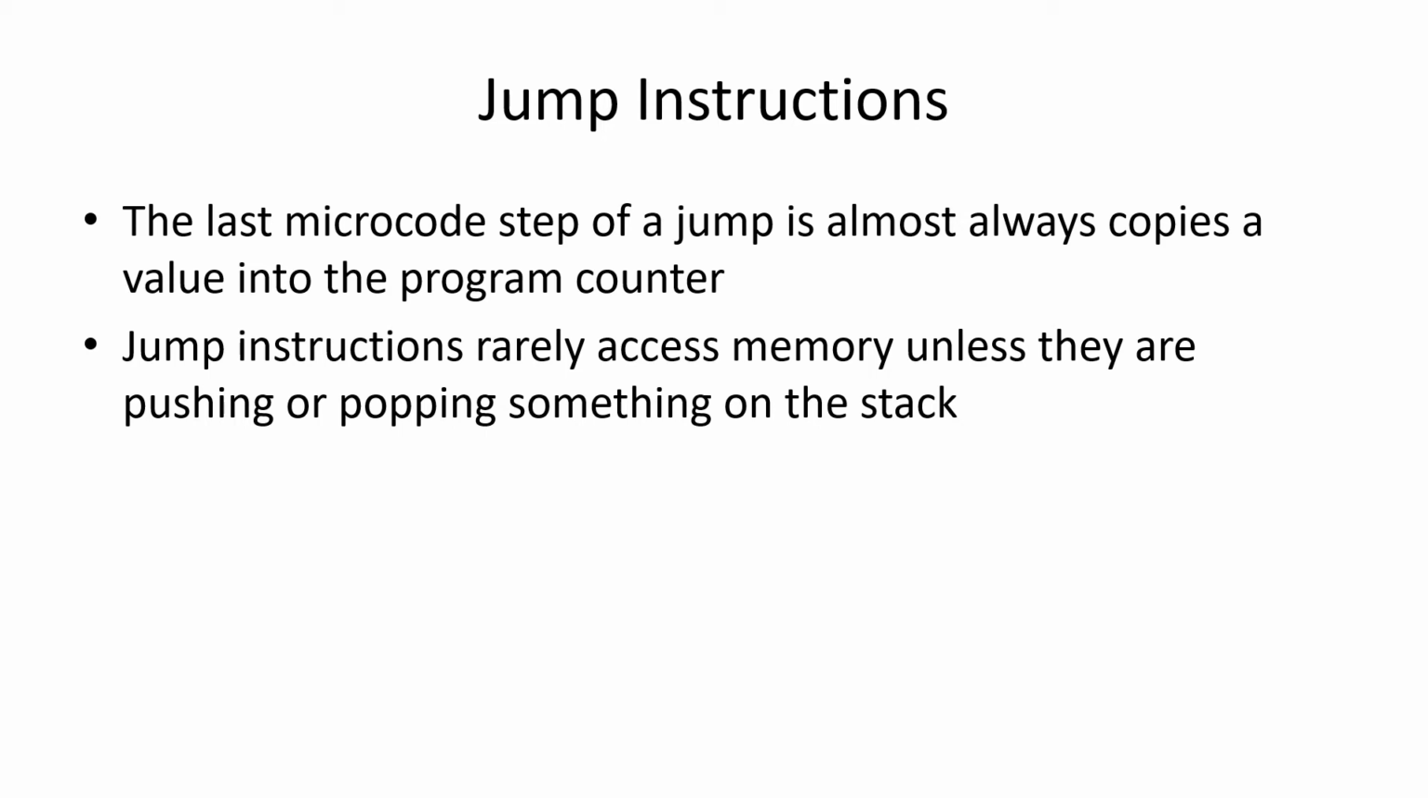When you do a jump instruction, such as jump to rabbit, the microcode will always change the program counter value. The program counter contains the address of the next instruction to be executed. So if you want to change what's going to be executed next, you have to load a new address into the program counter. Typically, the program counter is changed as the last microcode instruction for a jump. Jump instructions don't usually access memory unless you are pushing or popping something on the stack.